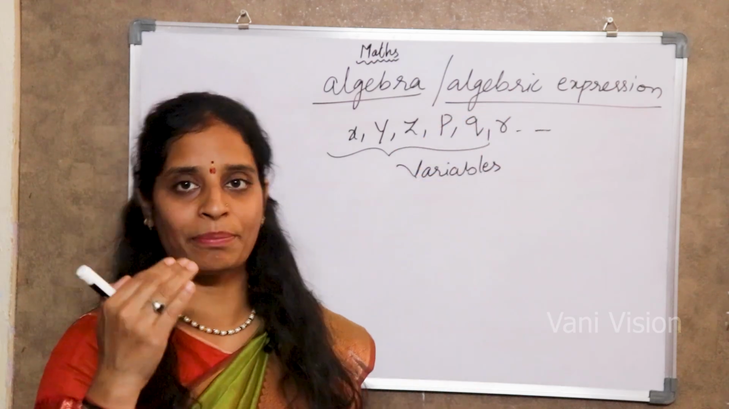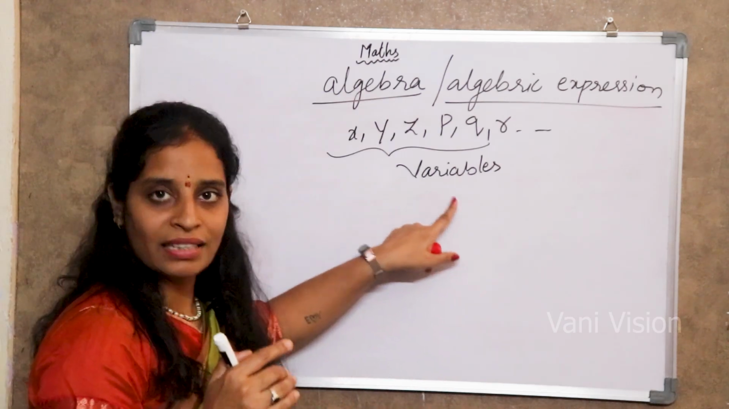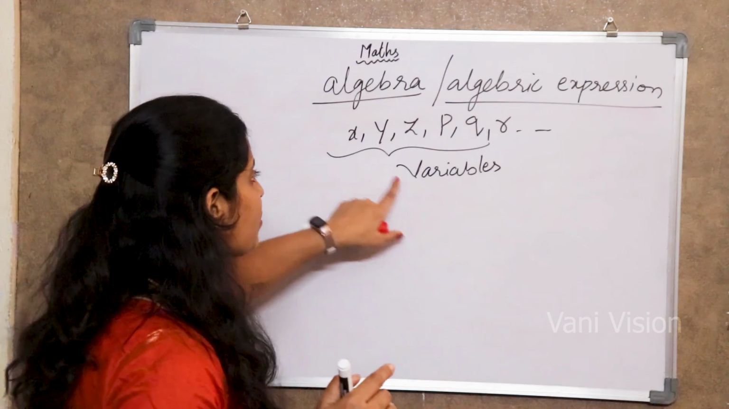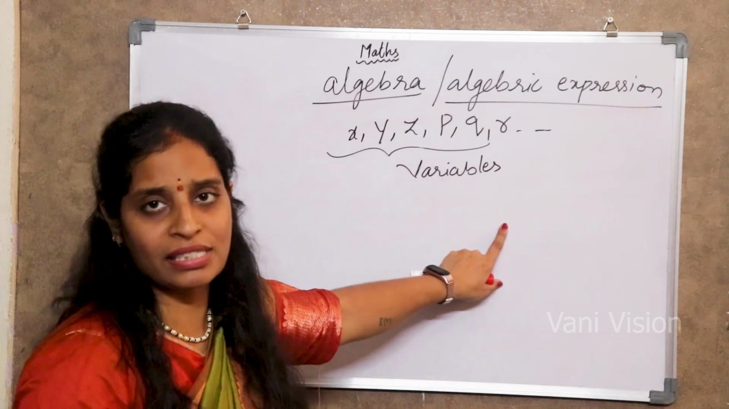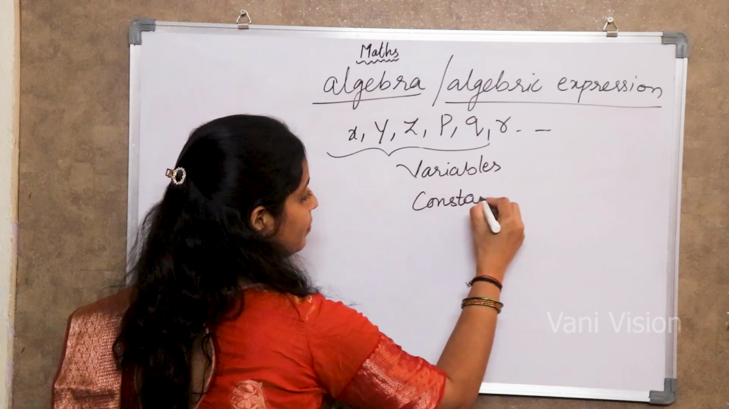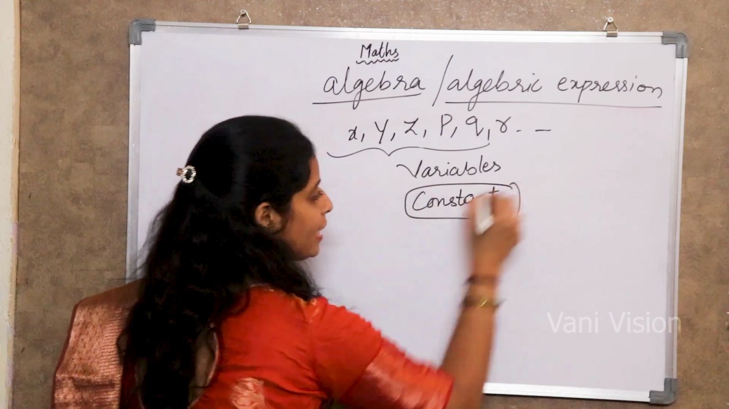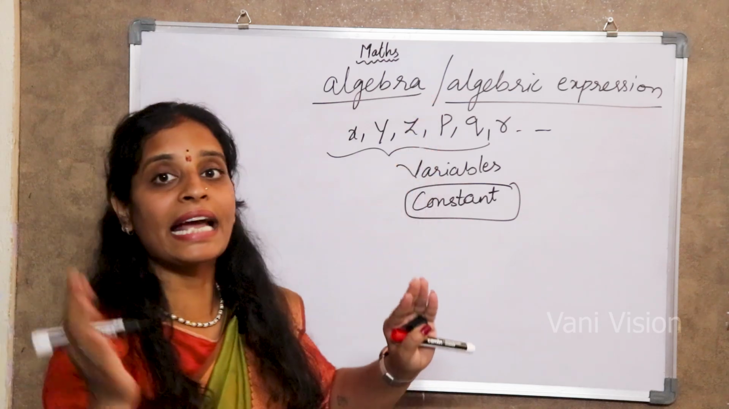Now before we learn what algebraic expressions actually are, there are some terminologies we will go through step by step, one by one. First we discussed the variable, right? The variables are X, Y, Z. Any alphabets are called variables. Coming to the constant, what does constant mean? To know about a constant, first we learn about an algebraic expression.